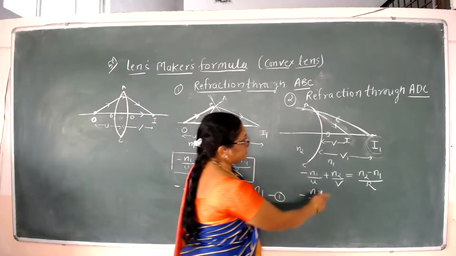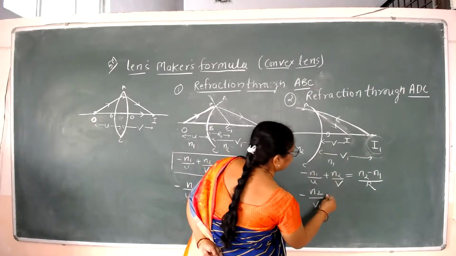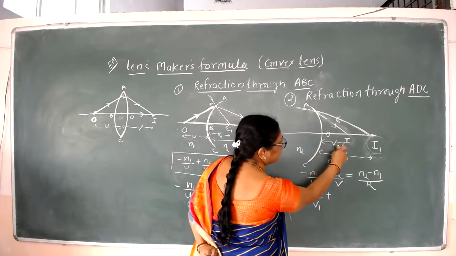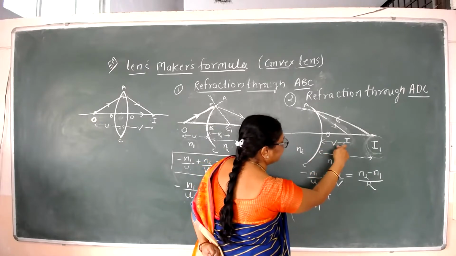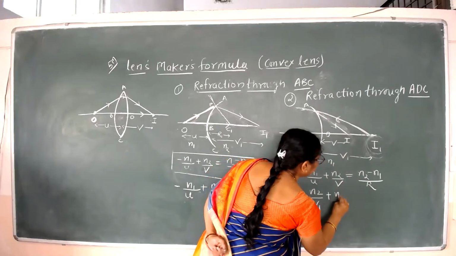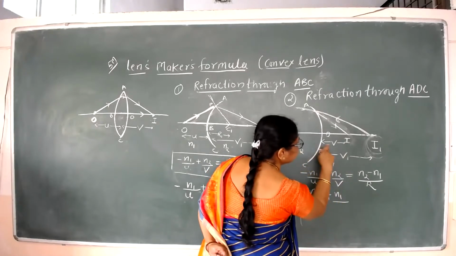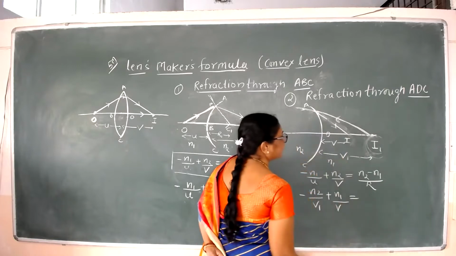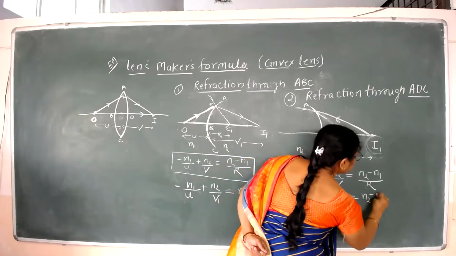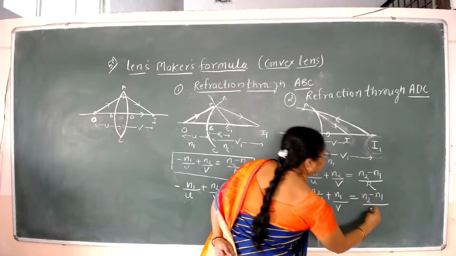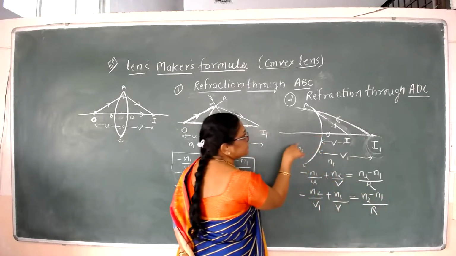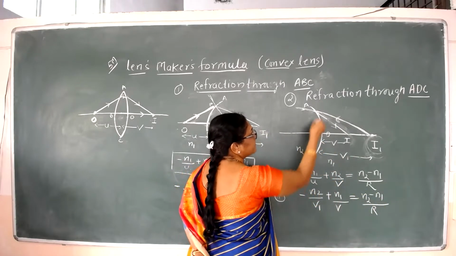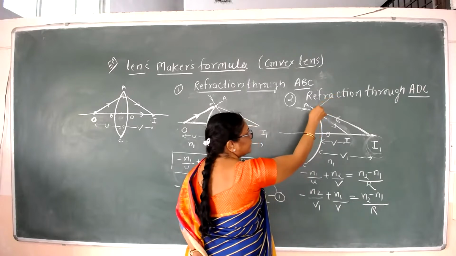Then next, the image. Where is the image formed? V, that is a plus. The image is formed in the medium N1. Therefore N1 divided by image distance, the final image is found at a distance V, is equal to N2 minus N1 divided by R. But here for the second spherical surface, the center of curvature is on this side.